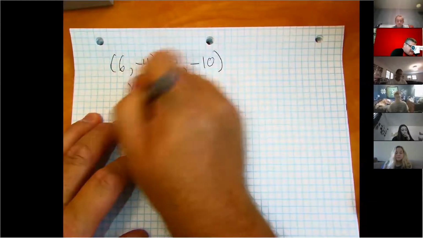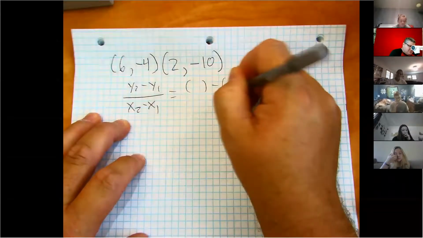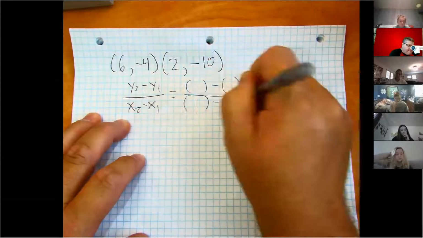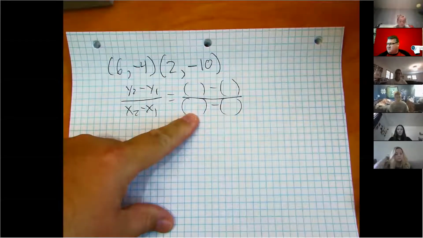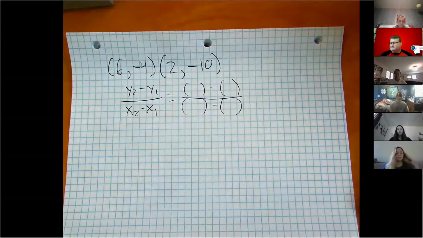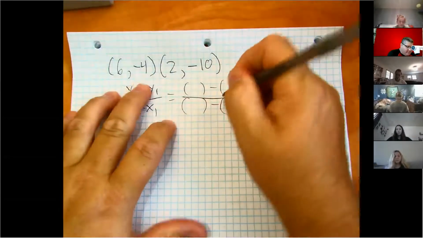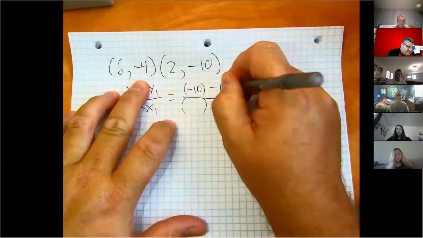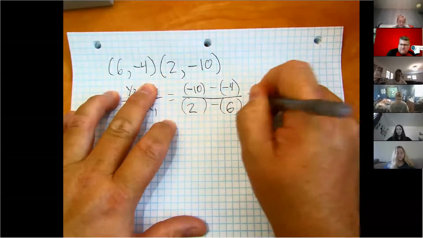Y2 minus Y1 over X2 minus X1 equals boom, boom, shakalaka, boom, boom. Now, all of you are like, why is he doing all that work? Why is he doing the parentheses? Because if you don't show the parentheses, he's going to screw this up. From basic math kids all the way to calculus 2, this is what everybody screws up, right here. Negative 10, negative 4, 2, 6.